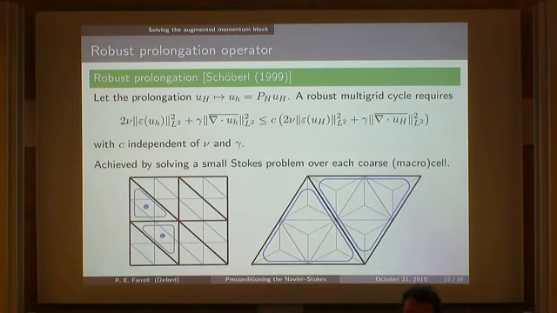And that's hard because our grids are nested. Right? That's where the non-nestedness of our hierarchy is coming to bite us. But the way that you can fix that, and I won't go into details, is by solving small Stokes problems over each coarse cell. So when I prolong, I have to do a local Stokes solve over each coarse cell.